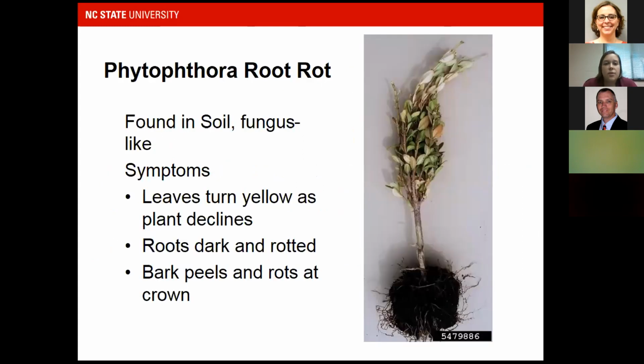And then Phytophthora root rot, it's found in the soil. It's fungus-like. The symptoms are the leaves turn yellow as the plant declines. If you see a declining plant, you can also dig up the roots and you'll see that the roots are dead, dark and rotten. The bark will peel and rot at the crown.